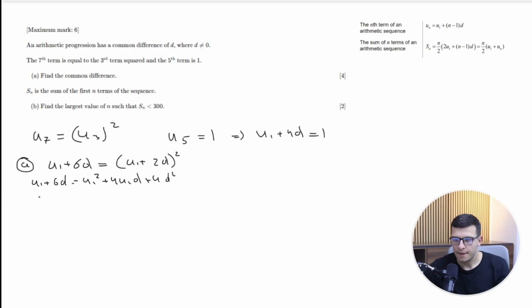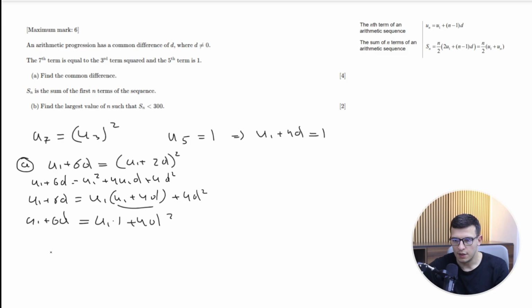So this one seems all right. U1 plus 6D, we can keep that as it is. From here, I feel like we can factor out U1 from the first two expressions. That's going to give us U1 times (U1 plus 4D) plus 4D squared. Since we know this is equal to 1, that's a very good substitution to make. So U1 plus 6D is going to be equal to U1 times 1, because U5 is 1, plus 4D squared.